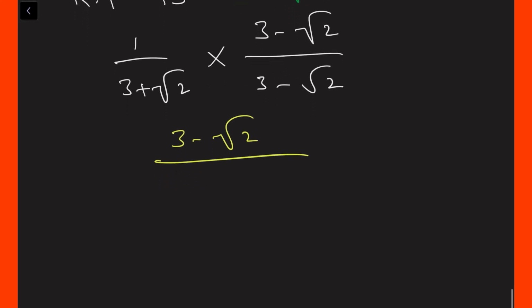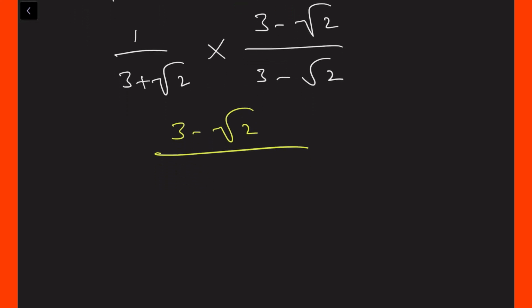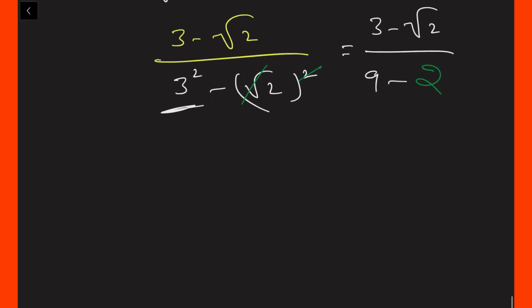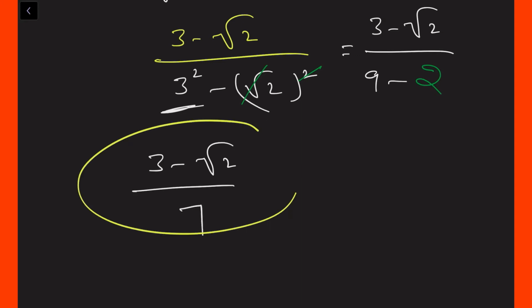So 3 plus root 2 into 3 minus root 2 is nothing but 3 square minus root 2 square, a square minus b square. Numerator as it is 3 minus root 2 divided by, here 3 square is 9 minus, here square root and square will get cancelled, so we remain with 2. Numerator we cannot simplify further, so write it as it is 3 minus root 2 divided by 9 minus 2 is 7. So this is the final answer which we require.